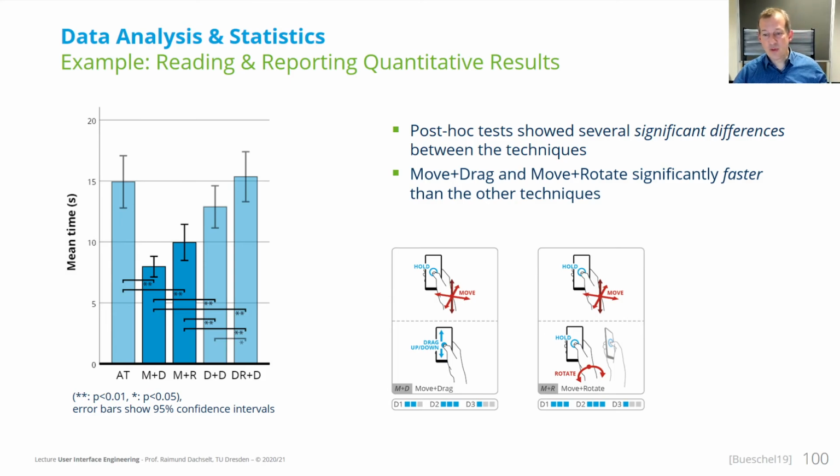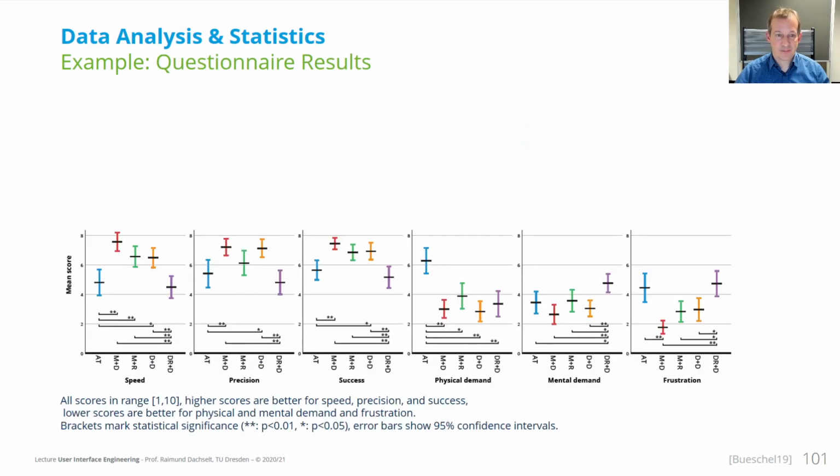And these move and drag and move and rotate are in particular the ones we can cluster and summarize as the spatial techniques, because they always include moving the mobile phone in different ways. And therefore, from that, we then interpreted that spatial movements are faster than touch interaction.